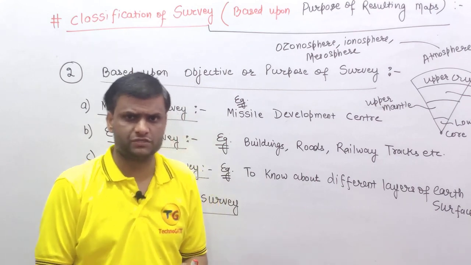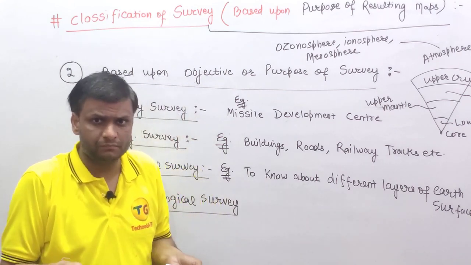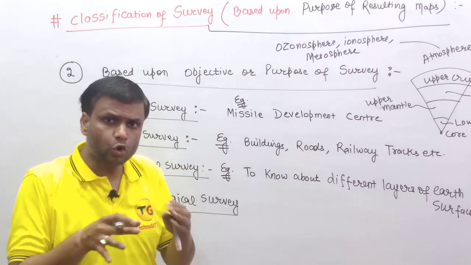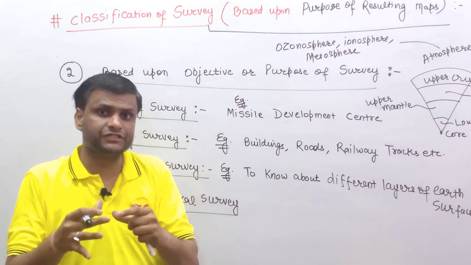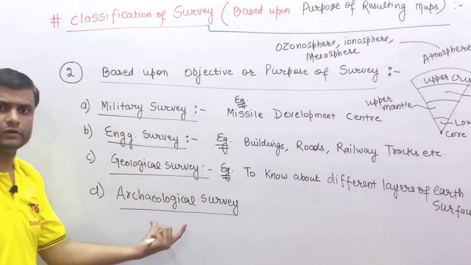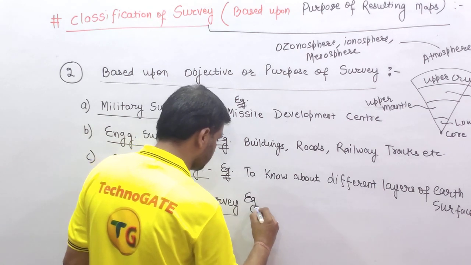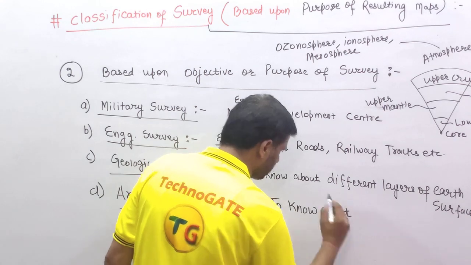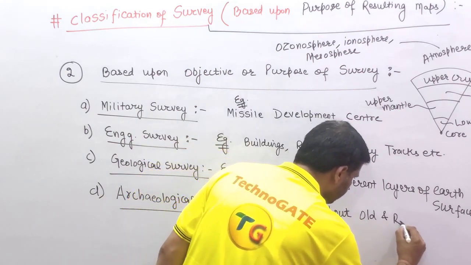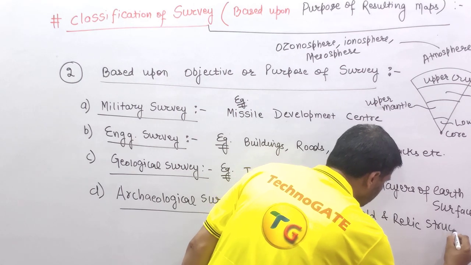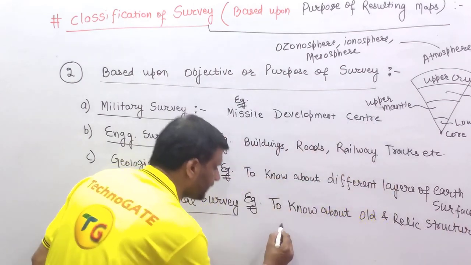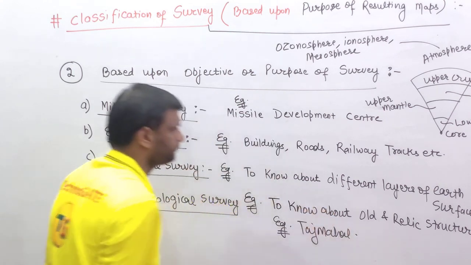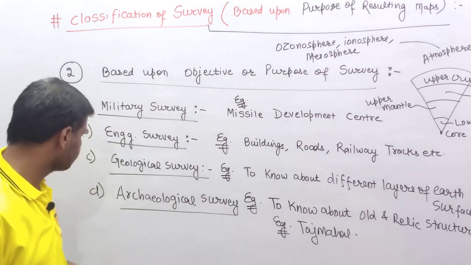Likewise, for the old structures, in Hyderabad, Charminar is there, in Delhi, Qutub Minar is there, in Agra, Taj Mahal is there. To know about old and relic structures, for example Taj Mahal, the survey performed is called the archaeological survey.